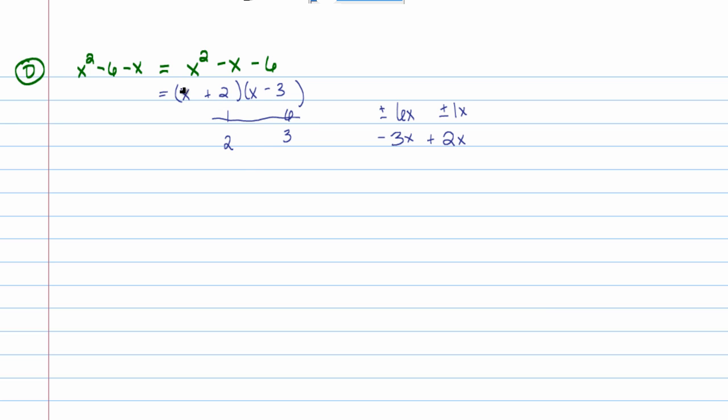So the 2 will get a positive and the 3 will get a negative. Check your work. X times x is x squared. A negative 3x plus another 2x will give me a negative 1x. And finally, positive 2 times a negative 3 is negative 6. That is the guess and check method. Very powerful, very fast method. I recommend that you spend some time getting to know it.